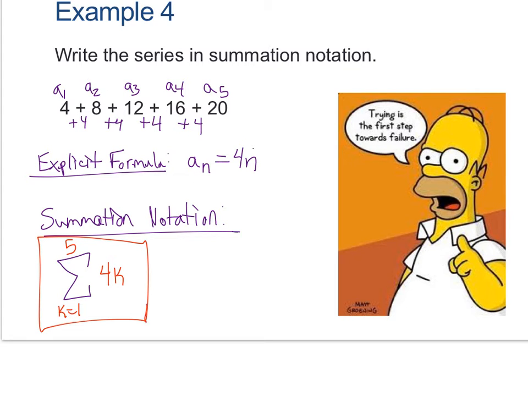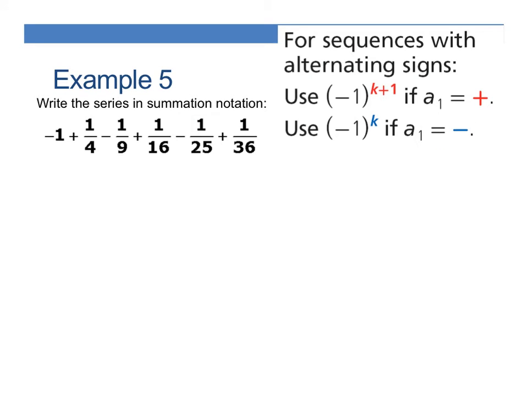And that's your answer. Example 5. Write the series in summation notation for sequences with alternating signs, like we have in this one. You're going to use -1 to the power of k plus 1 if your first term is positive, or -1 to the power of k if your first term is negative. Our first term is negative, so we know right off the bat for our explicit formula, we are going to have a -1 to the power of k, or n.